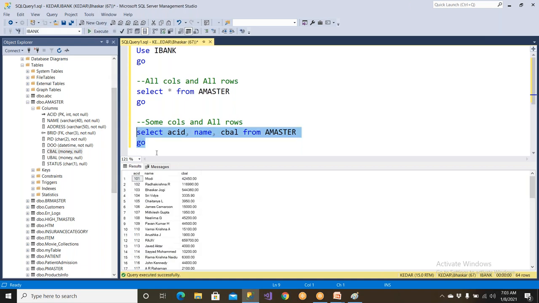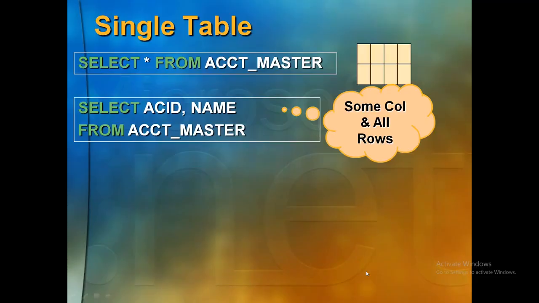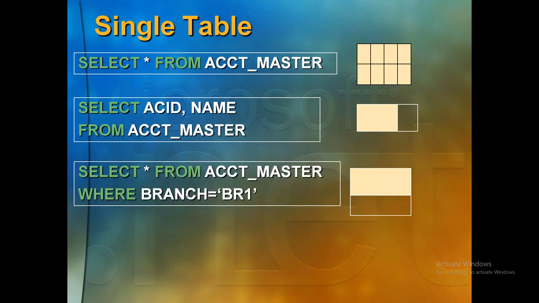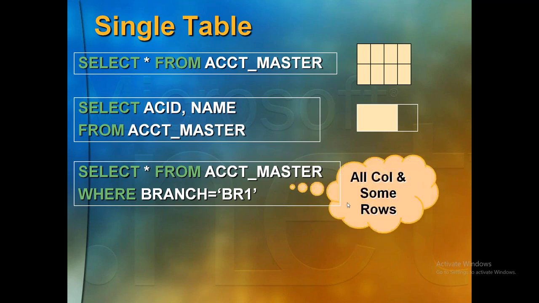Clear? So the next one is that I don't need all rows, but I need all columns. Next one is select star from account master. Star means all columns. Remember this. Star means I need all columns, but I want to filter some rows. That is the next one. To filter rows, we must use a where clause. To filter the rows, we must use a where clause.